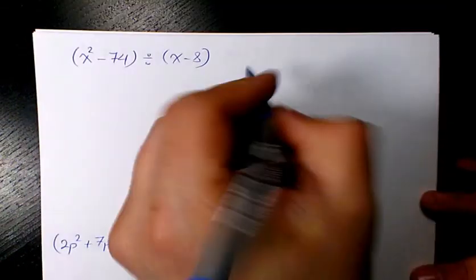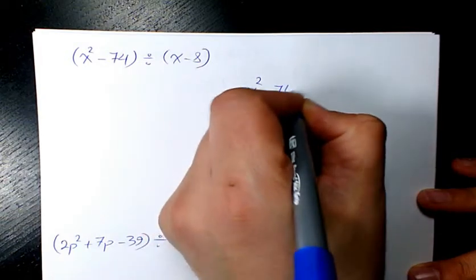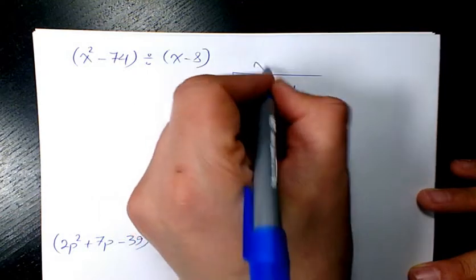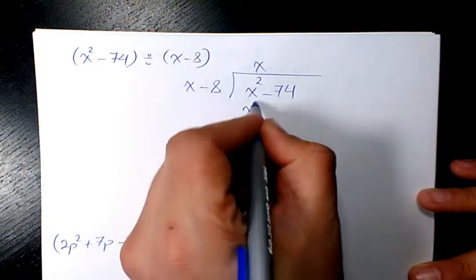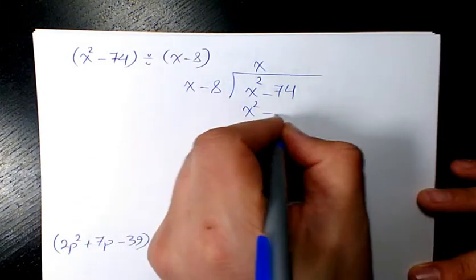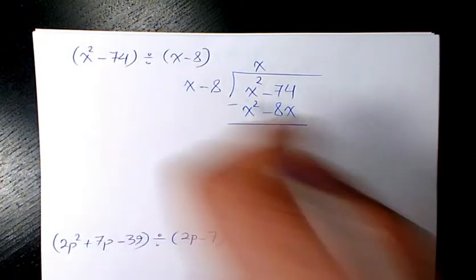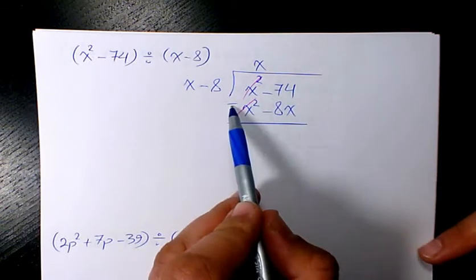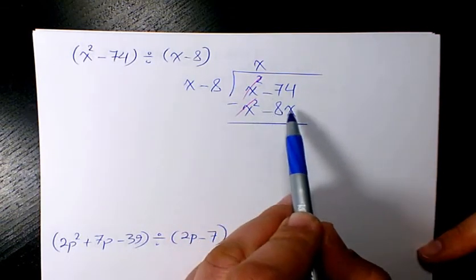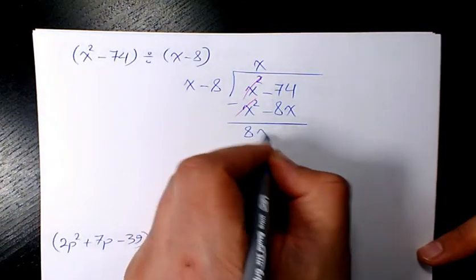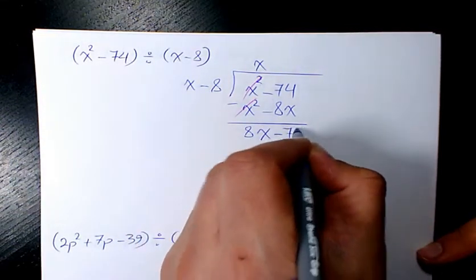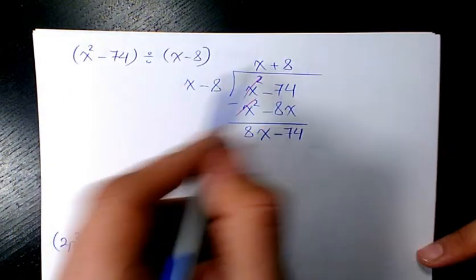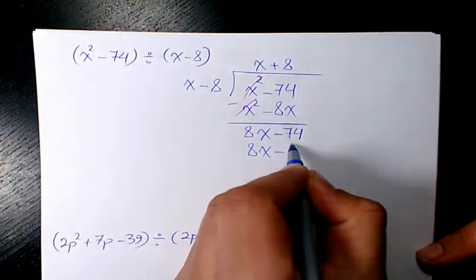Here in this example, we have x squared minus 74 divided by x minus 8. x squared divided by x is going to be x. x times x is going to be x squared. x times negative 8 is going to be negative 8x. When you subtract it, these two cancel out. Negative 74 minus negative 8x is going to be positive 8x minus 74. 8x divided by 8 is going to be plus 8. When you multiply, it's going to be 8x minus 64.